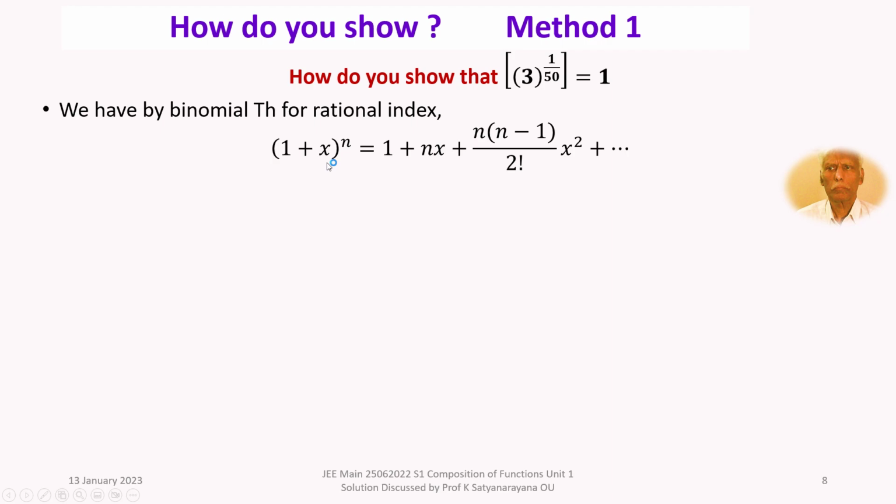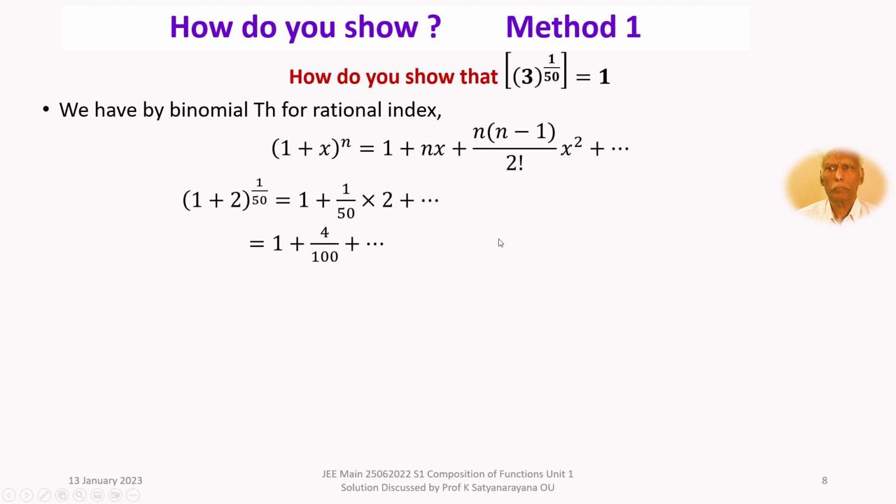Now take x is equal to 2, n is equal to 1 by 50. So you will get (1 plus 2) to the power of 1 by 50 is equal to, we approximate it by taking just two terms of the binomial expansion. That is 1 plus 1 by 50 into 2. That is 2 by 50. We write that as 4 by 100. So that is 1 plus 4 by 100 plus so on and so forth.